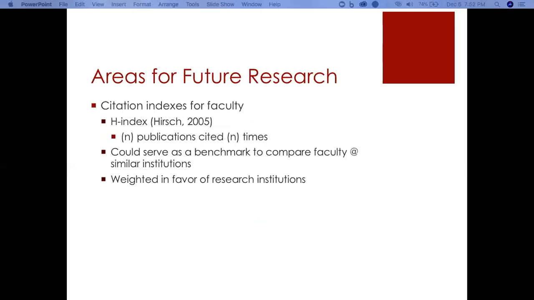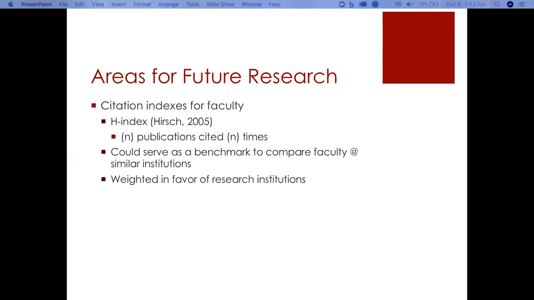And then finally, an area that I'd like to learn more about, and I'd like to see how to better incorporate them into evaluation reports, is the use of citation indexes. So the H-index, developed by Hirsch in 2005, is used fairly widely, and essentially, let's say a researcher has an H-index value of 10. That tells you that they have 10 publications that have been cited 10 or more times in the literature.